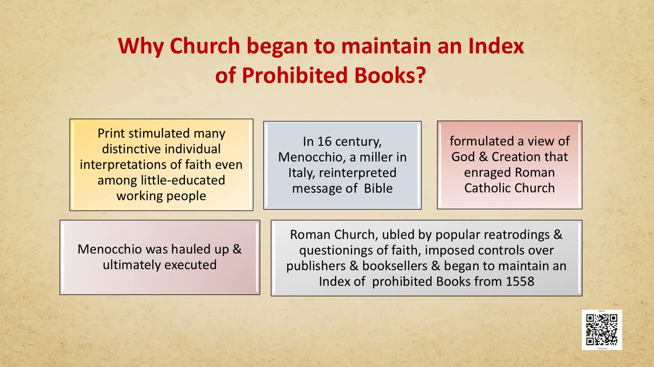Because Roman Church was especially troubled by popular reading and questioning of faith, it imposed controls over publishers and booksellers and began to maintain an index of prohibited books from 1558. Menocchio was hauled up, he was caught, and ultimately he was executed, because church did not want that type of person to live and criticize church.